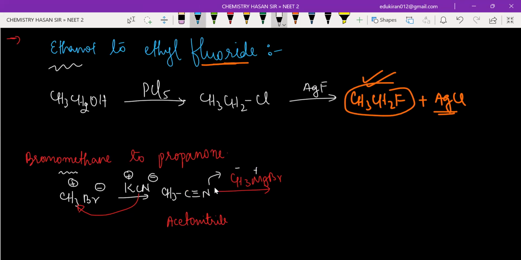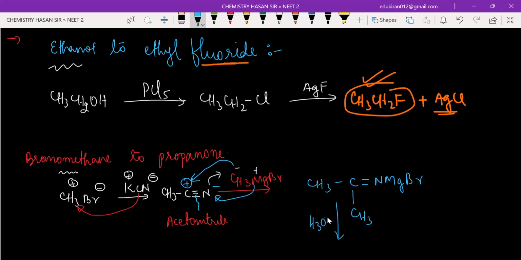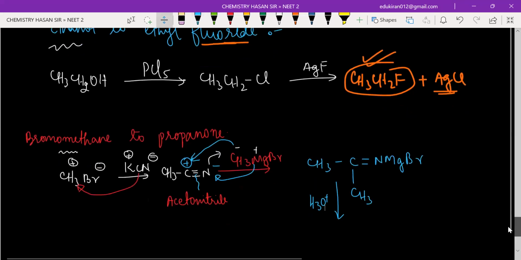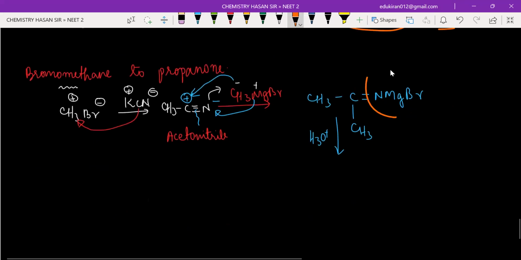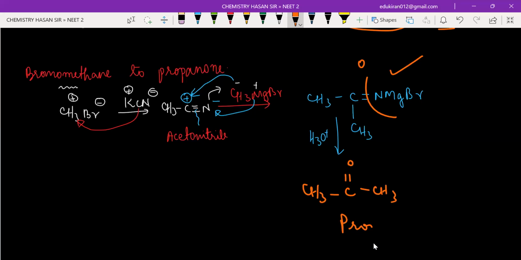Now what will happen? Nitrogen has negative charge and this has positive charge. So one of the bonds will be broken, and you can see this will come here because negative and positive attract each other. CH3C and there is CH3. Now between carbon and nitrogen there will be double bond. This positive will come with this negative and it becomes MgBr. Now, after getting this, what you need to do, just do the hydrolysis. In the presence of acid, hydrolysis you are going to do, and this whole part will be eliminated and oxygen will come, and you will get directly CH3C double bond O CH3. And this is propanone. Got it?